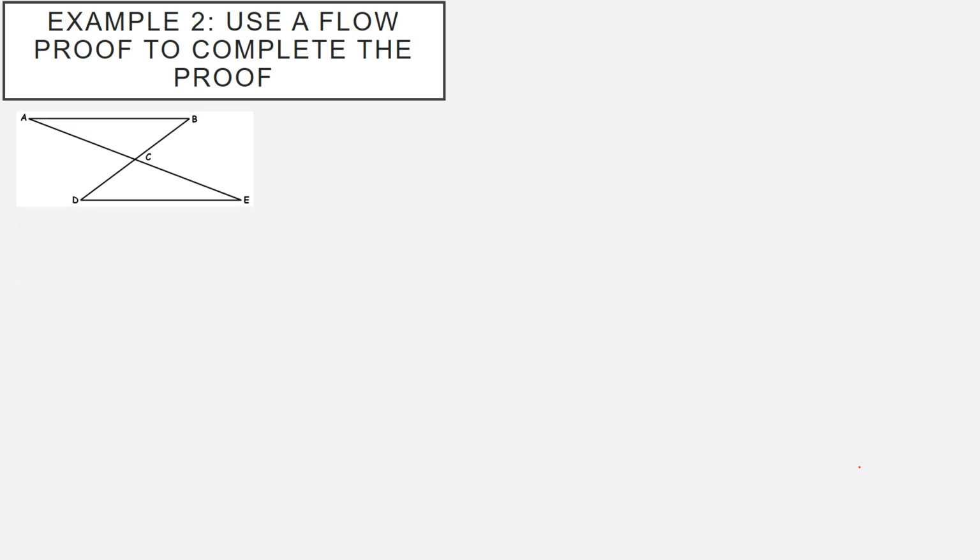So here are our given triangles. What are we given this time? We're told that point C is the midpoint of AE and BD. That's a lot of information right there. Let's see what else we know. Nothing. So we're going to have to prove the triangle ACB is congruent to triangle ECD.